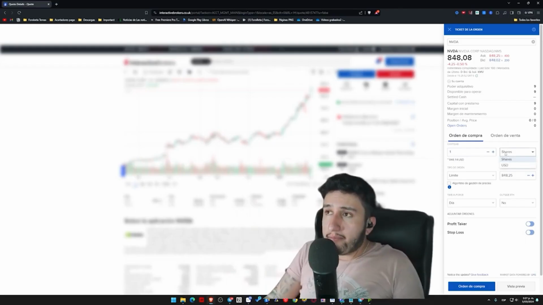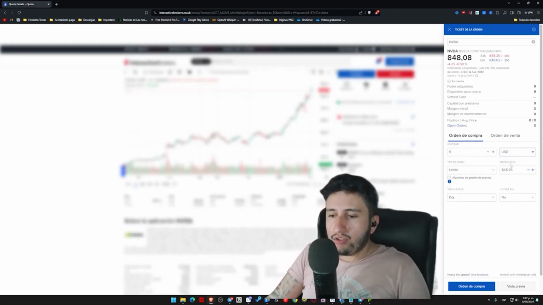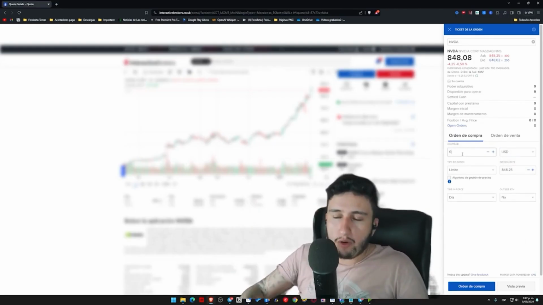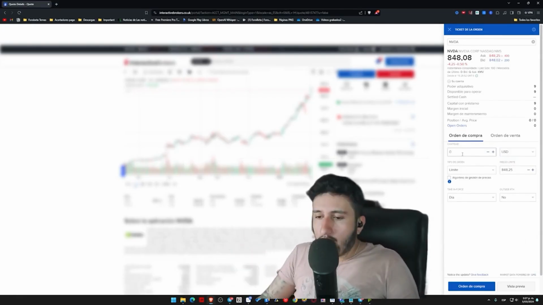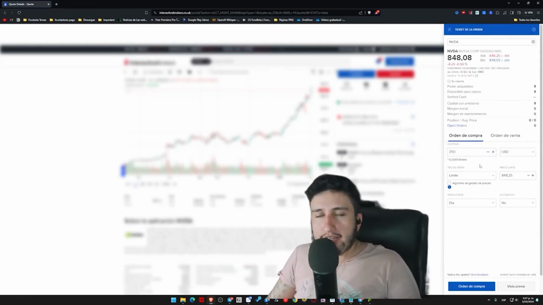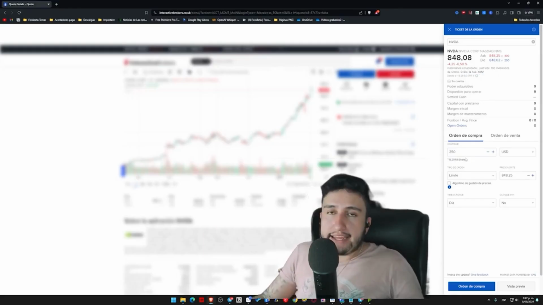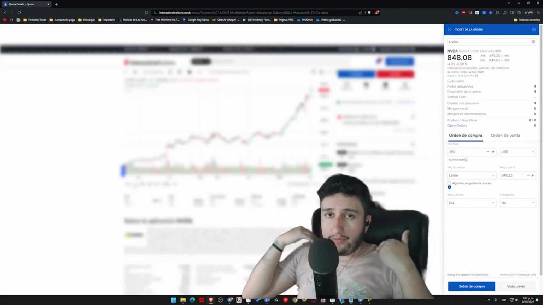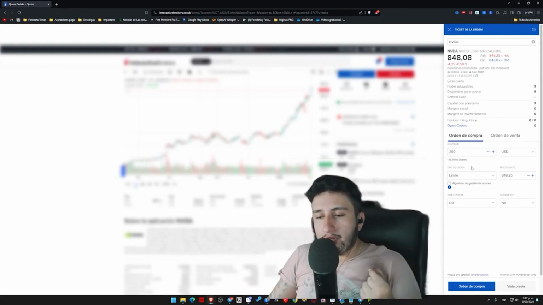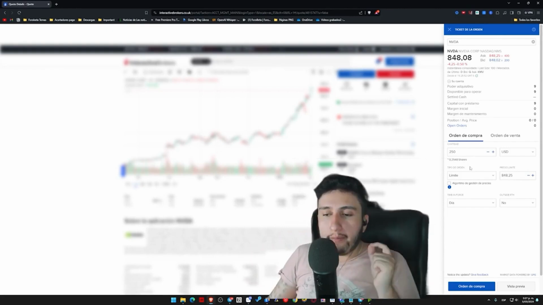What we could do is switch from shares to dollars as the purchase type. So instead of saying that I'm going to buy one share, what I'm going to say is that I'm going to buy $250 worth of Nvidia shares, which means that at today's price, when I'm making this purchase, I'm actually buying 0.29 shares of Nvidia. In other words, I'm not buying one share, I'm buying 0.29.